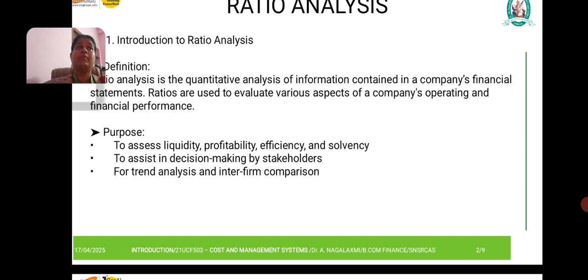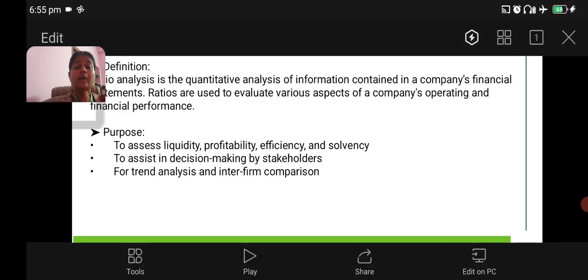Inter-firm comparison means, for example, I am a manufacturer of toothpaste, that is, I am Colgate. So I have to make a comparison with my competitor, Pepsodent or Close-Up, in order to know their production, their demand, their sales, their profit, their price, and their cost incurred for making the production. These things will be compared with our company in order to take the decision whether it is to be continued or discontinued.